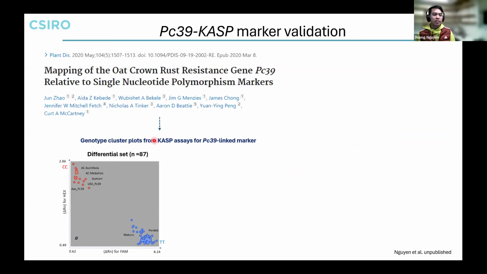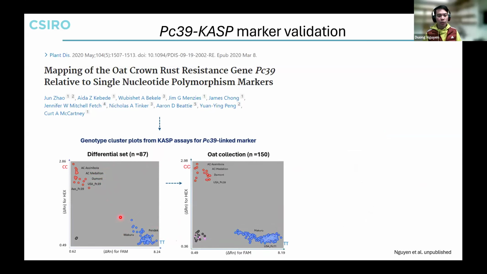And here it's showing the result of one of the most specific markers for PC39. This is the marker tested against the different sets. Based on the CAS assay result here, you see that it successfully separates two different clusters. One is the resistant allele, and the other one is the susceptible allele in blue here. And the lines labelled here are the positive and negative controls.